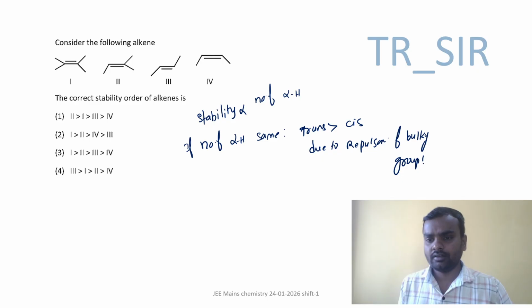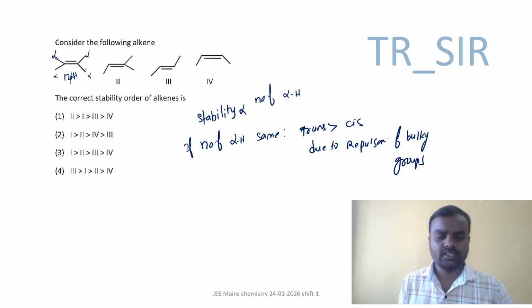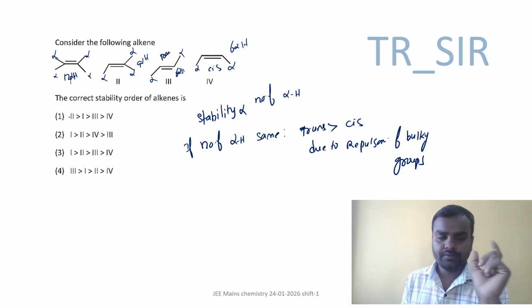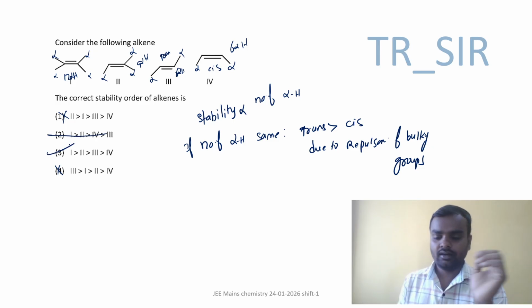If you see here, alpha H, alpha H, alpha H, alpha H. So in this case, 12 alpha H are available. Here 9 alpha H. And here 6 alpha H. Here also 6 alpha H. One is the cis form, one is the trans form. So obviously the one with most alpha H is most stable, then the next, and trans is more stable than cis. So this will not come. C is the right answer.